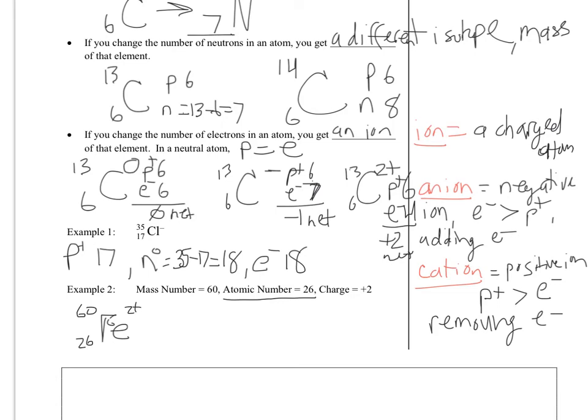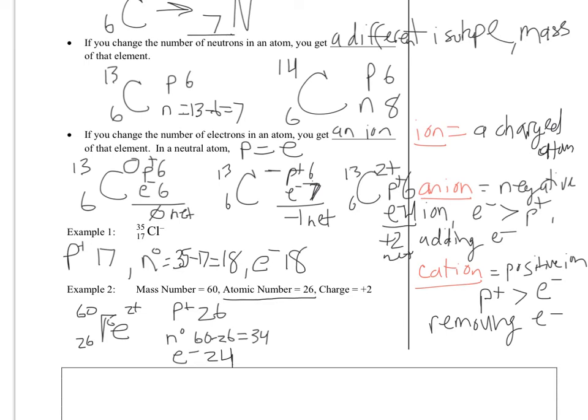So now I care about how many protons, neutrons, and electrons it has. The protons, of course, there's 26. That's my atomic number. The neutrons are 60 minus 26, which is 34 neutrons. And the electrons, because I have a 2 plus, that means I have 2 more positives than negatives, and I have 26 positives, which means I have 24 electrons, and that's how I have a 2 plus charge.